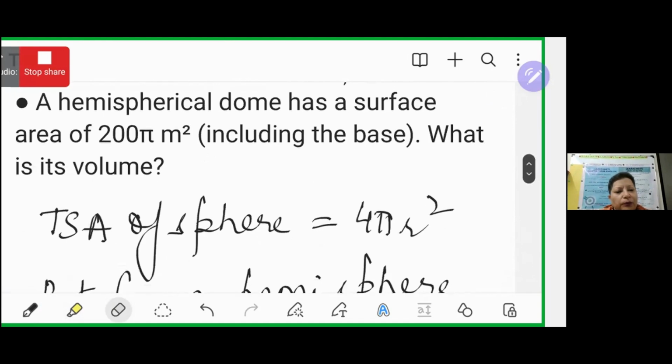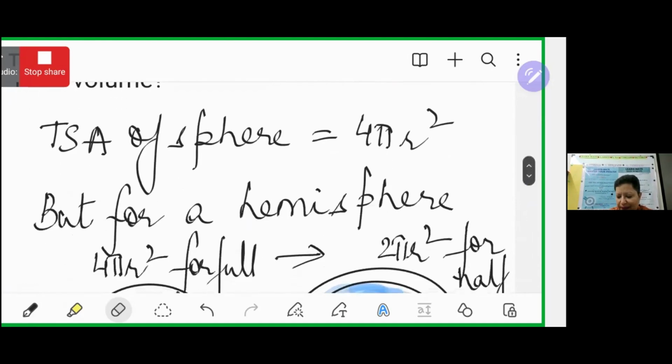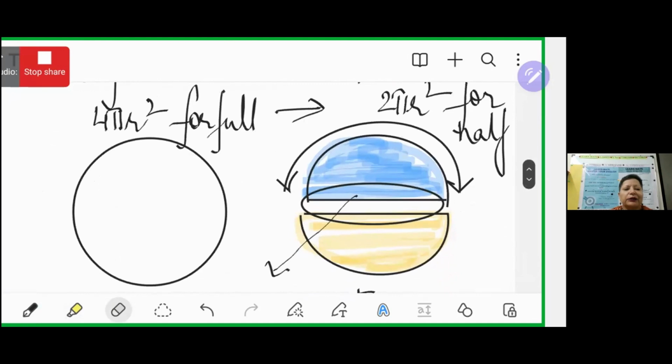A hemispherical dome has a surface area. This is what I was talking to you about. I've drawn the diagram here. You will be able to understand what I was telling you otherwise also. The sphere here is this one. So here you know what your surface area for this entire thing is. It is 4 pi r square.